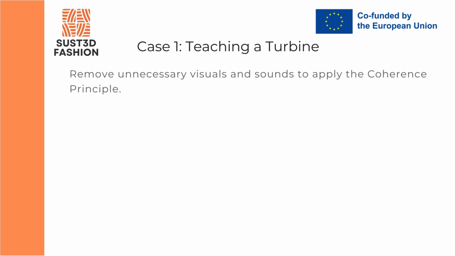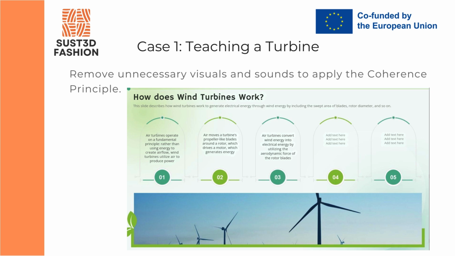Instead of all that, try this. A clean, labeled diagram of the turbine. Just the key parts: blades, rotor, generator. While each element appears, a calm voice explains what it does. Maybe an arrow points to the blade as the voice says, "The wind pushes the blades, causing them to spin." Simple, clear, and focused. By removing everything that doesn't serve the learning goal, like background music or extra images, we help learners actually understand what's going on.